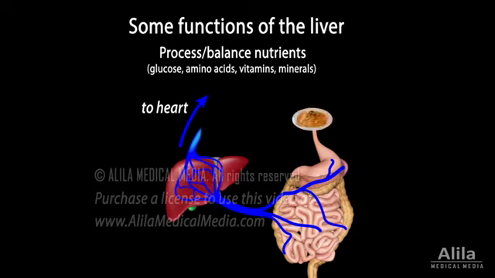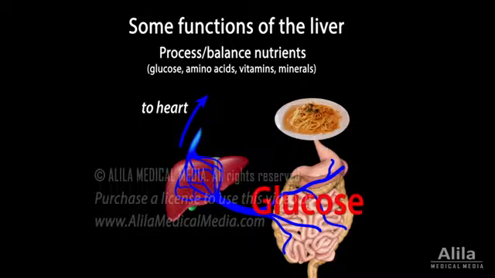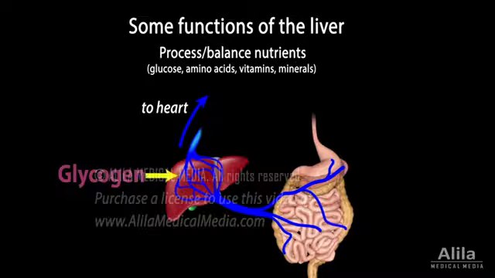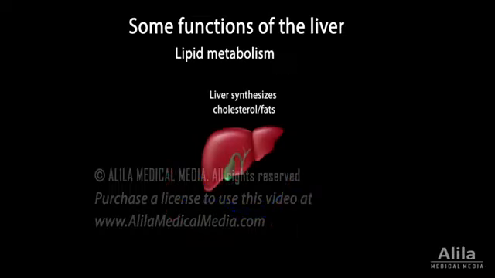For example, after a meal, when glucose spikes from digestion of carbs, the liver converts excess glucose into glycogen for storage. When the body is fasting, glycogen is converted back to glucose to be released to the blood. Likewise, the liver also serves as a storage for several vitamins and minerals. The liver has a central role in lipid metabolism.